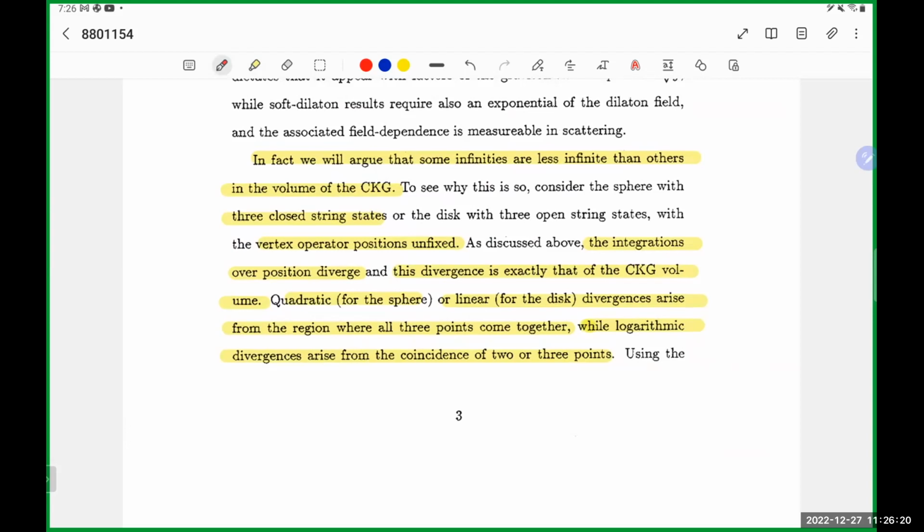Please take the derivative. So now I'm telling you the first time that he was telling us, do not divide by the log divergence of the conformal Killing group. This is wrong. Rather, take the derivative of the log divergence, and there is a reason for that we'll come to later. So in other words, here's Polchinski telling us that integration over positions diverges, and this is precisely the conformal Killing group volume.